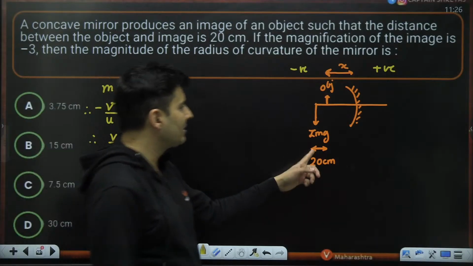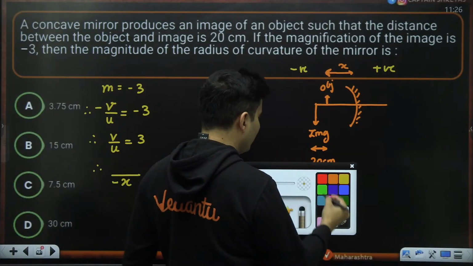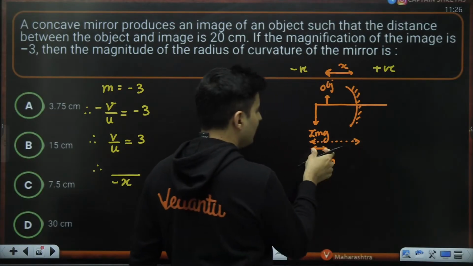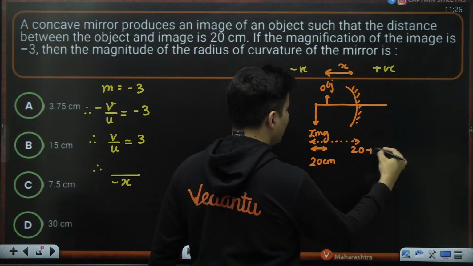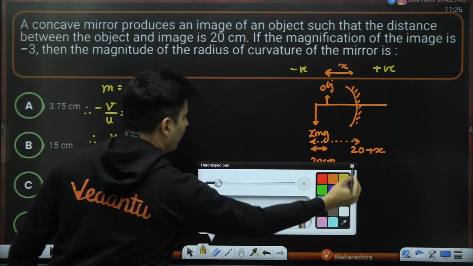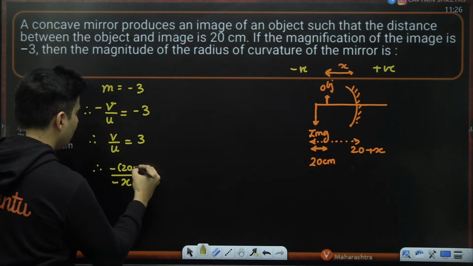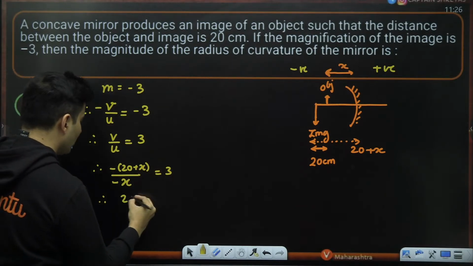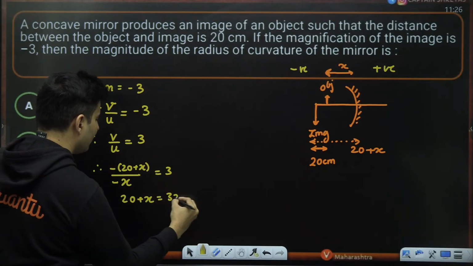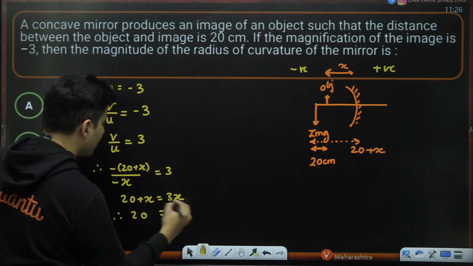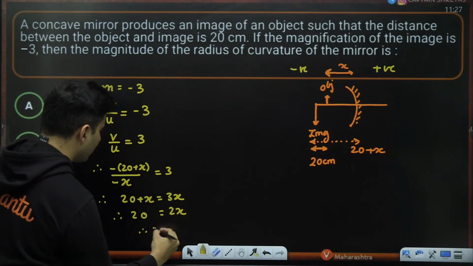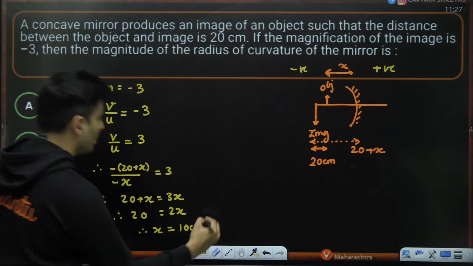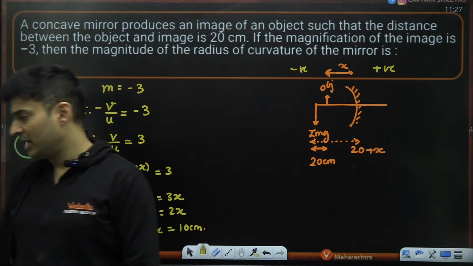What will be the image distance? If you notice carefully, you will realize this entire distance is 20 and x together. So 20 plus x, but with a negative sign, of course. So this will be minus (20 plus x) over minus x, equal to 3. The minuses cancel, so 20 plus x is nothing but 3x. So 20 is equal to 3x minus x, which is 2x. Therefore, x is 10 centimeters.